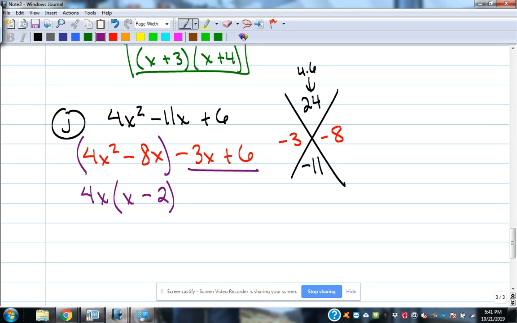All right. Second half. What do they have in common? What kind of 3 do I need to pull out? Negative. Remember that sign right there that's got the arrow pointing at it? That's the one that's going to come down here. So that's going to be a negative 3. And then what times negative 3 gets me negative 3x? X. What times negative 3 would get me positive 6? Negative 2. All right. Now look at our parentheses. They're matching. Factors are x minus 2, 4x minus 3.